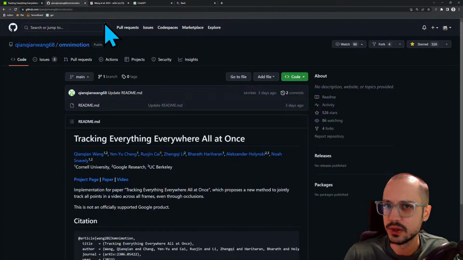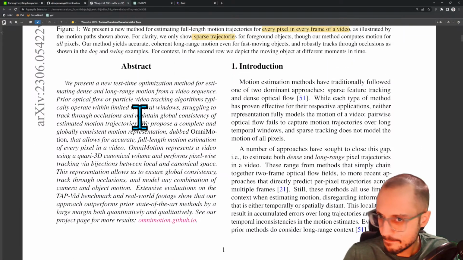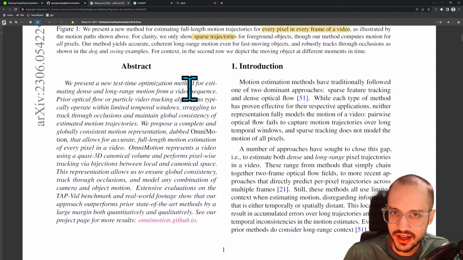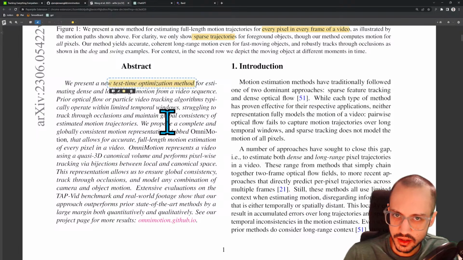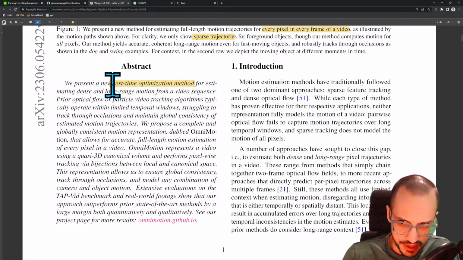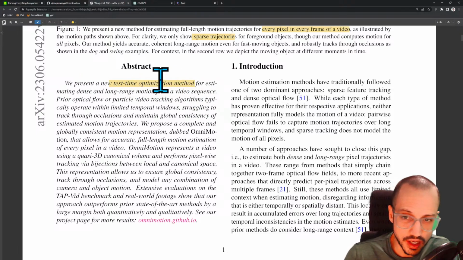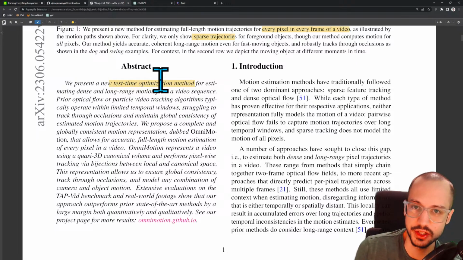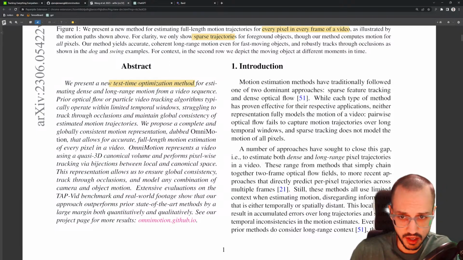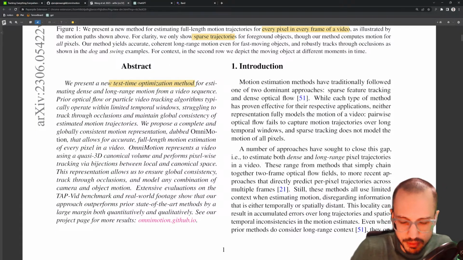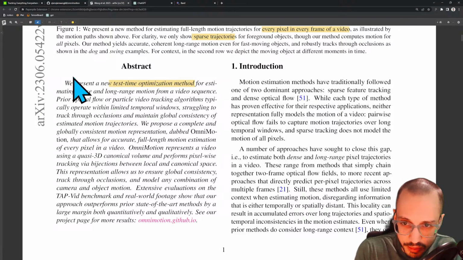Cool, so let's get into it. We present a new test time optimization method for estimating dense and long-range motion from a video sequence. Test time to me means inference. Optimization at test time probably means that they're not actually learning or pushing gradients into their neural net. They might just be changing the parameters of some kind of hyperparameter, or maybe they're just training an additional little multi-layer perceptron or something.